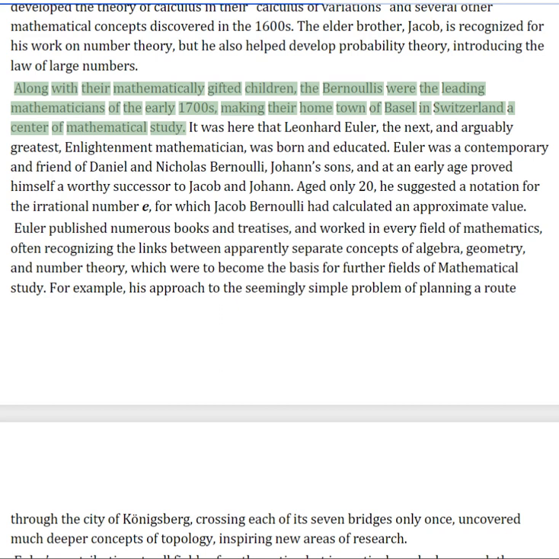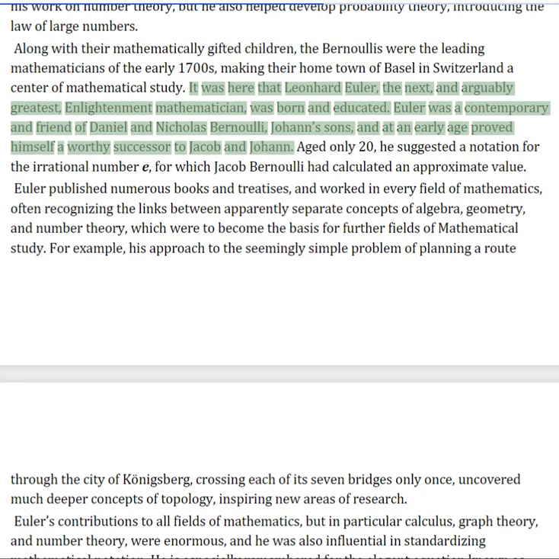Along with their mathematically gifted children, the Bernoullis were the leading mathematicians of the early 1700s, making their hometown of Basel in Switzerland a center of mathematical study. It was here that Leonhard Euler, the next, and arguably greatest, Enlightenment mathematician, was born and educated. Euler was a contemporary and friend of Daniel and Nicholas Bernoulli, Johann's sons, and at an early age proved himself a worthy successor to Jacob and Johann.